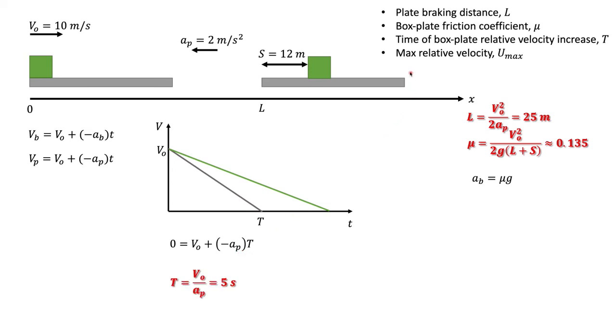The next question is, what is the maximum relative velocity? That's actually the velocity at the time equal to T. So this is the maximum difference between the green and the gray line. How do we find this? Well, this is the value of the velocity of the box at time T. So just plug it here. Now we're going to substitute this expression for T, and this expression for VB. And if we do, this is our answer. So we really answered all 4 questions.